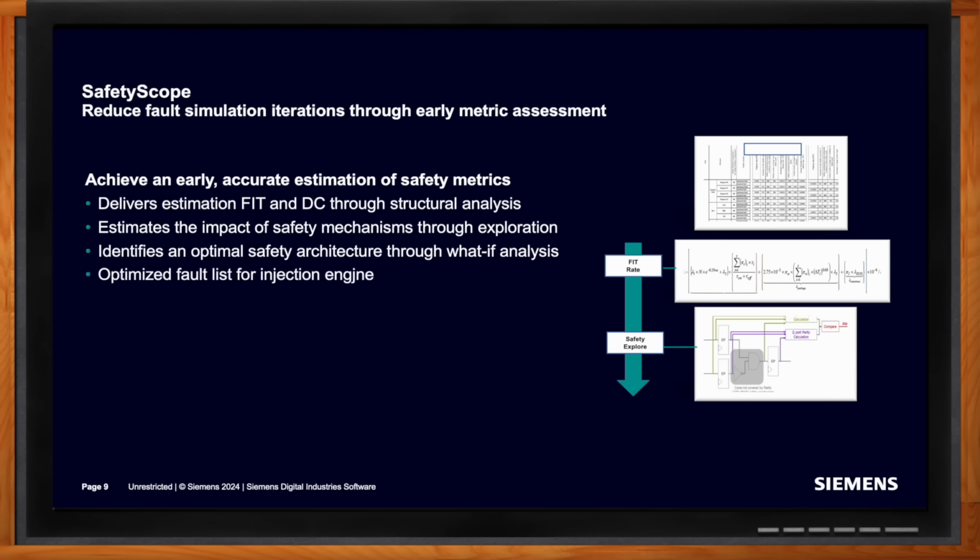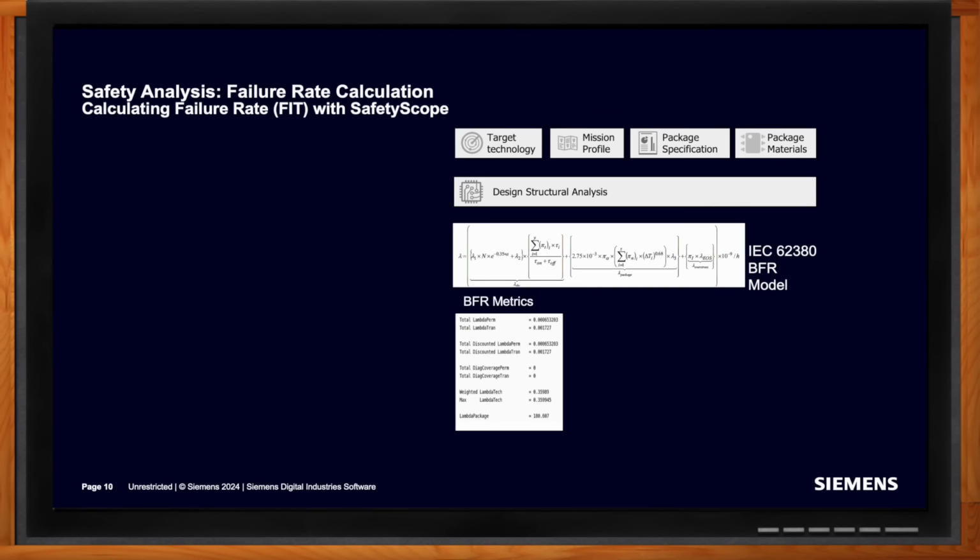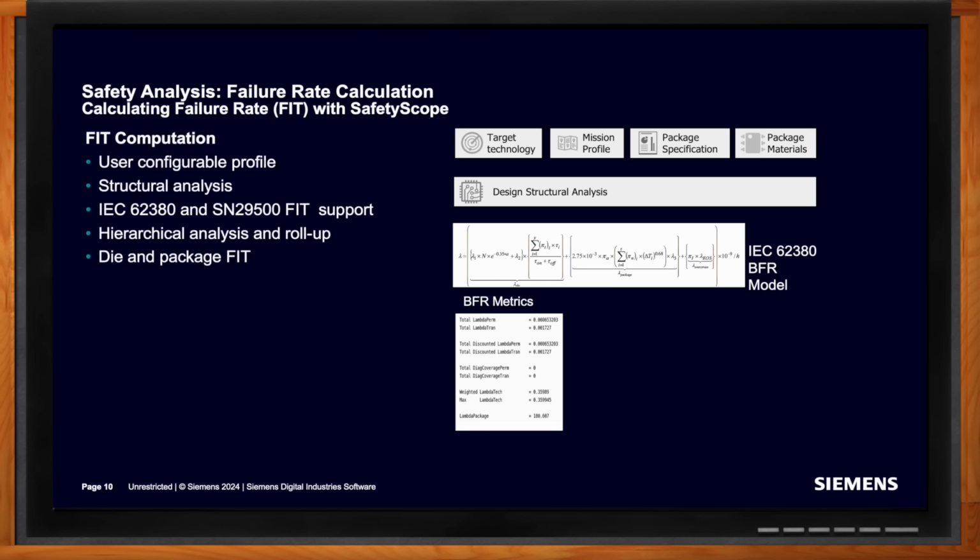What about failure rate calculation? Can safety scope also help here? That's exactly what I was talking about. When you start developing, you have early RTL, or it could be later in the design with GLS, depending on what you're doing. But let's say you've developed a module and you want to understand what the fit is, which is failures in time. So safety scope will structurally analyze that.